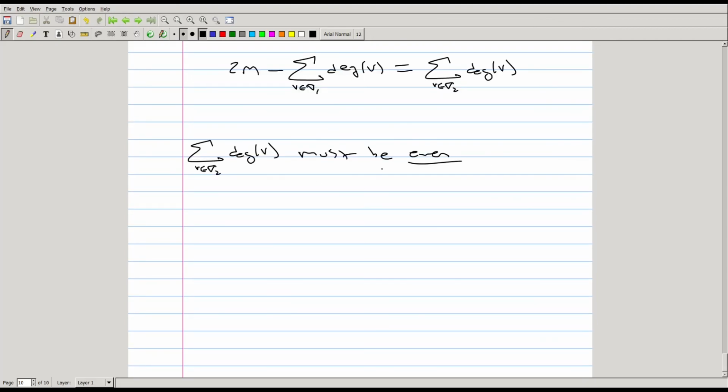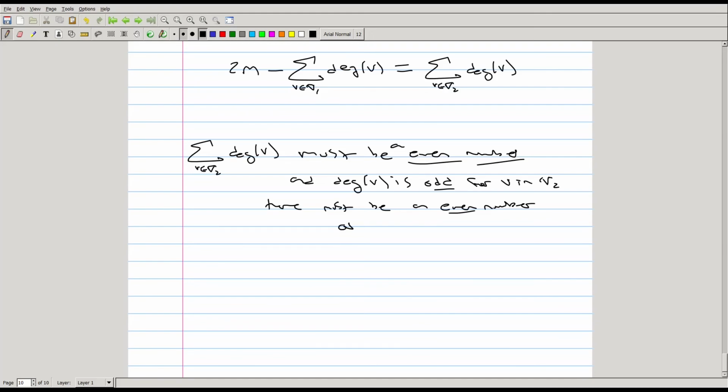and because this sum must be an even number, and the degree of v is odd for v in V2, there must be an even number of vertices with odd degree.